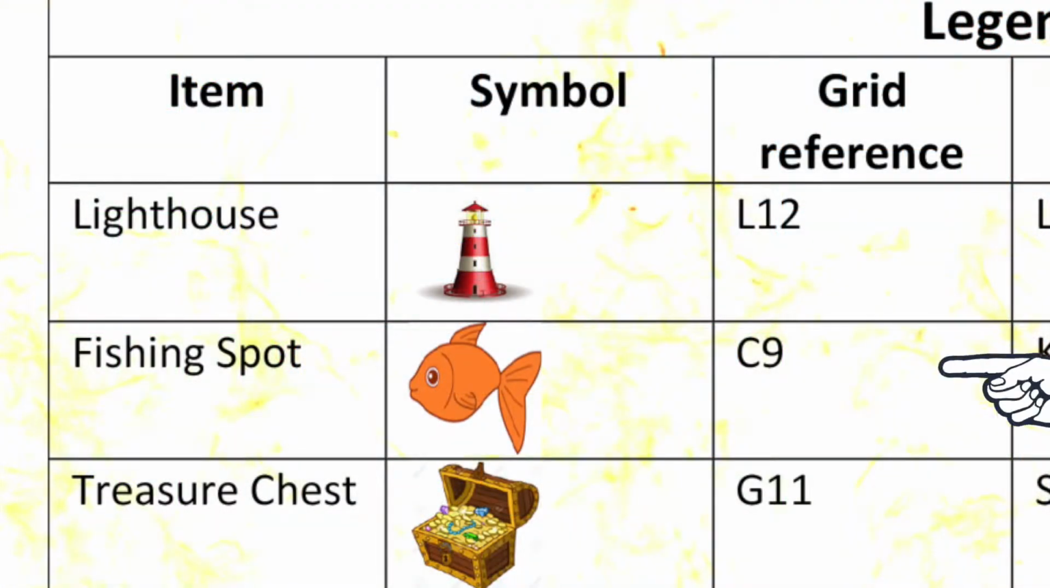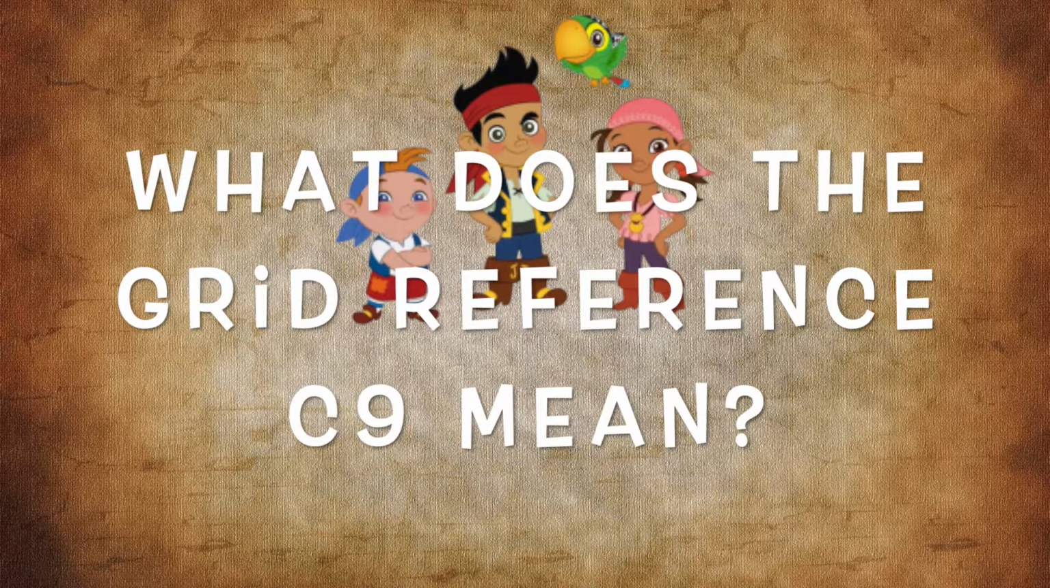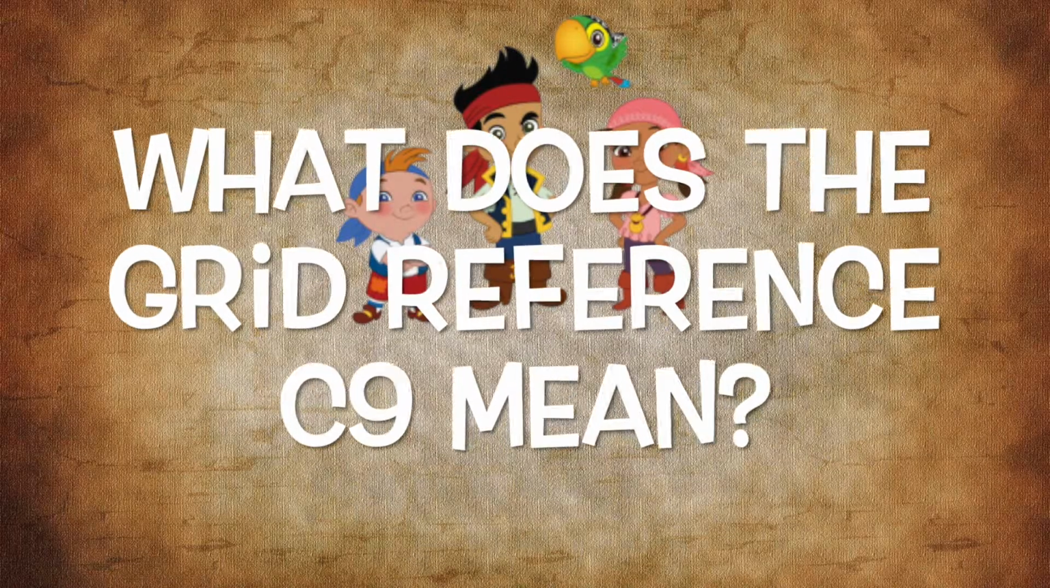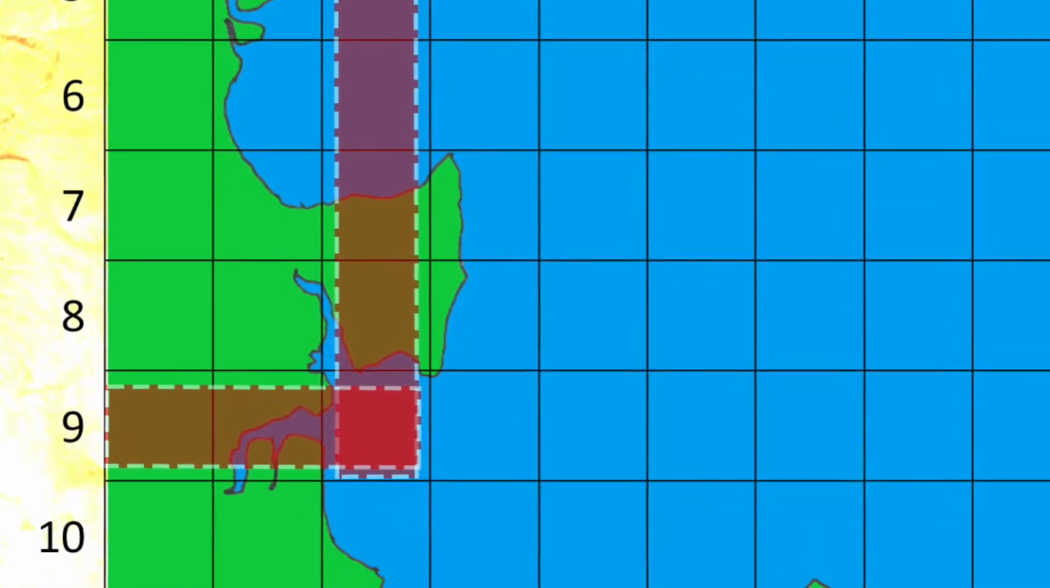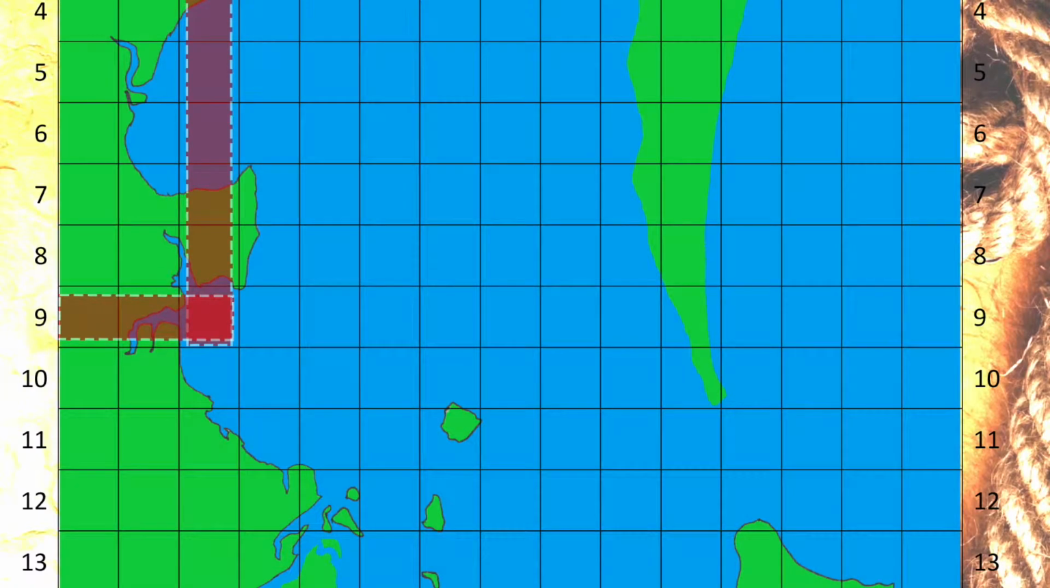Who can help me locate where the fishing spot is? Correct! And what does the grid reference C9 mean? Great! C9 is the specific grid where the fishing spot is. We look along the top, find column C, then look down the side to find row 9. The location of the fishing spot is at the intersection of column C and row 9, grid C9.